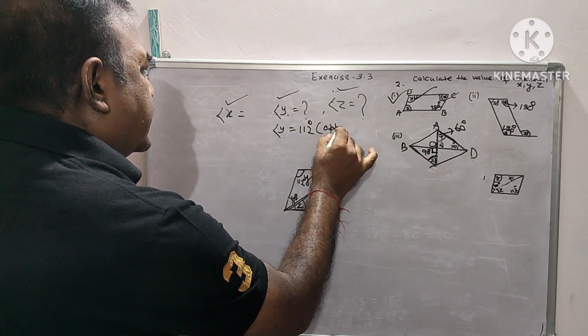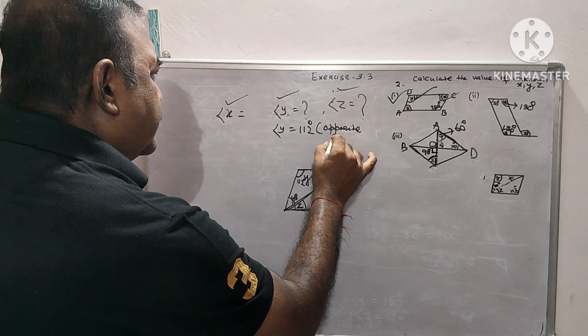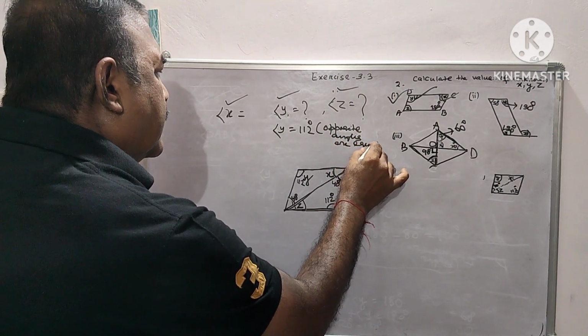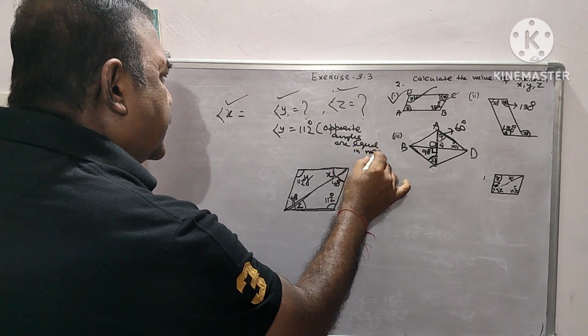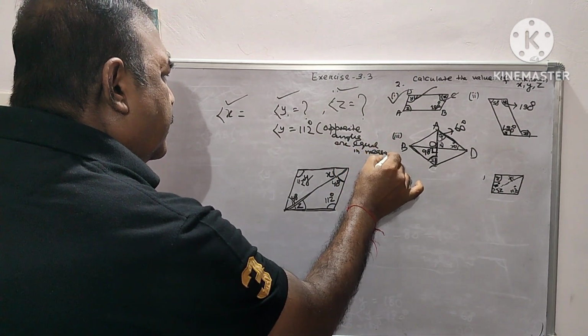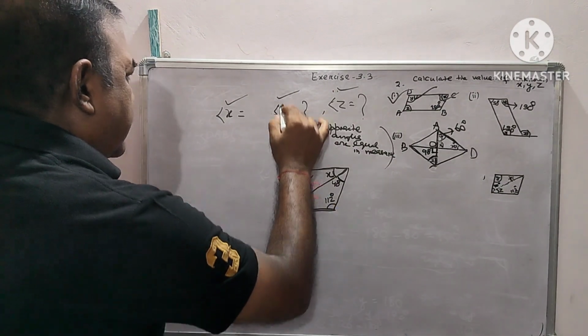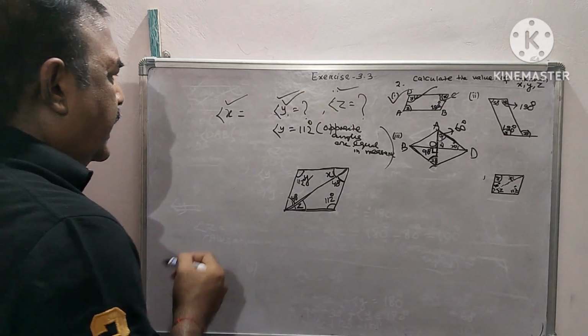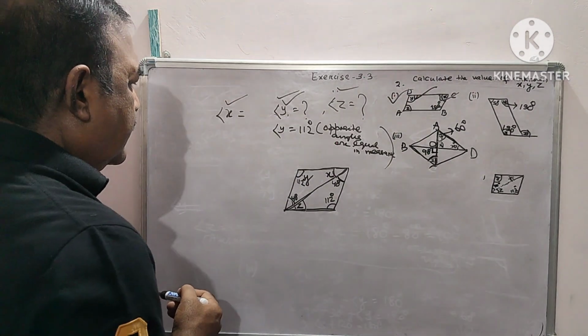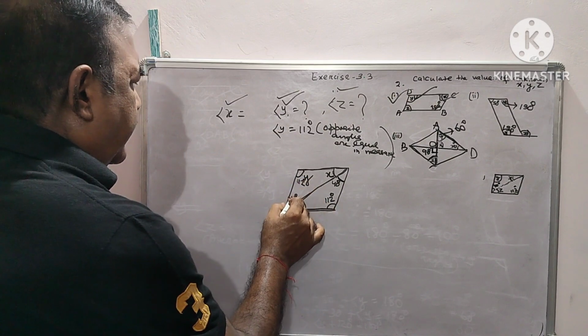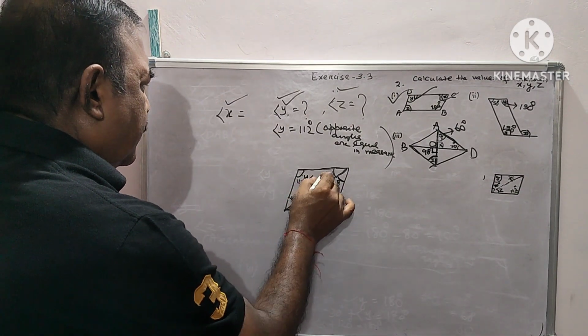Due to opposite angles being equal in measure, you may write equal in measure. So it is 112 degrees. Y is over. And you see, here it is 112 degrees and it is 40 degrees. So what is the angle of x?